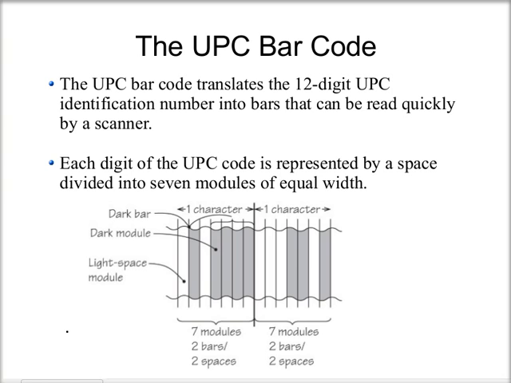Next, we're going to look at the UPC barcode. And this barcode translates the 12-digit UPC identification number into bars that can be read quickly by a scanner. Each digit of the UPC code is represented by a space divided into 7 modules of equal length. So here in my image you can see that each character has a space that's divided into 7 smaller spaces, and then those are either colored or left blank.